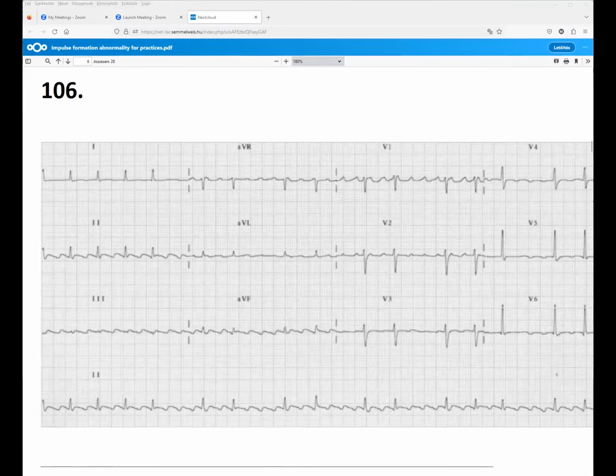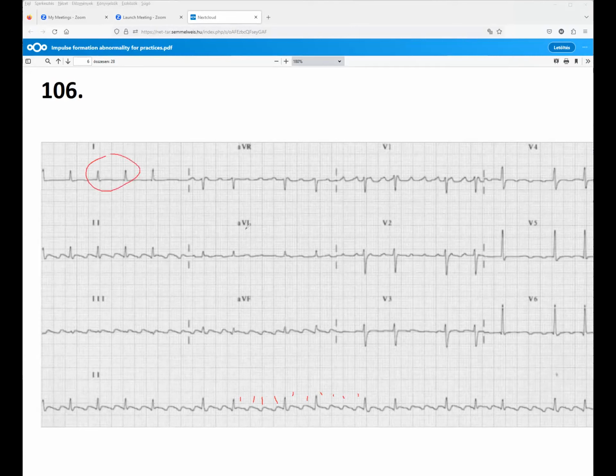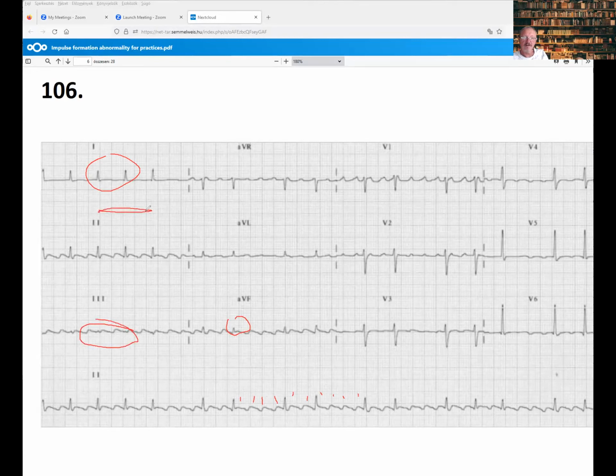I think this patient has an atrial flutter because we can see a sawtooth in lead 2. Very good. And the axis, I think it's a normal axis. Lead number 3 is equiphasic, so it's around 30. We do have atrial flutter, but the conduction ratio varies, sometimes 4-to-1, sometimes 2-to-1. This is why we do have an arrhythmia.